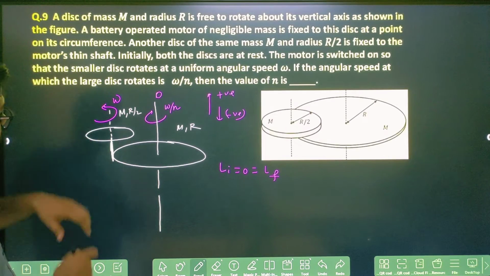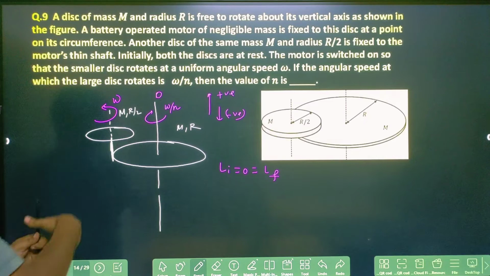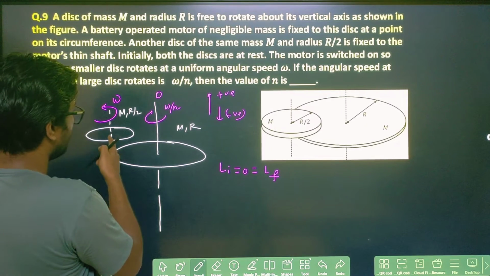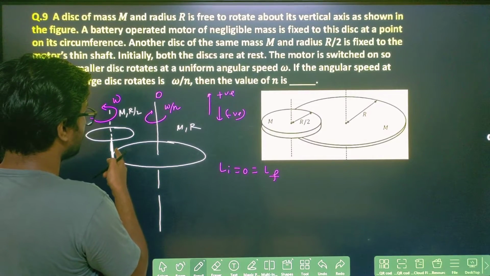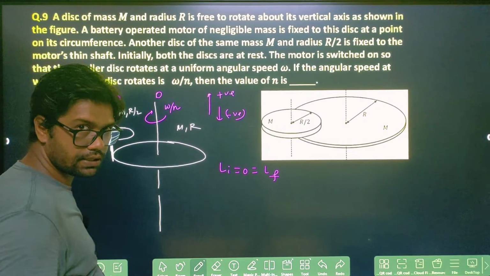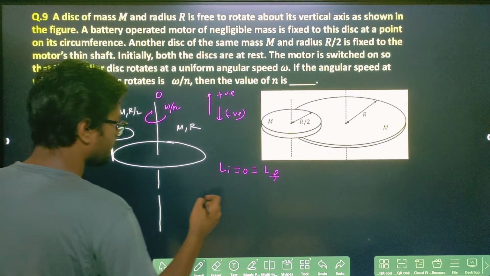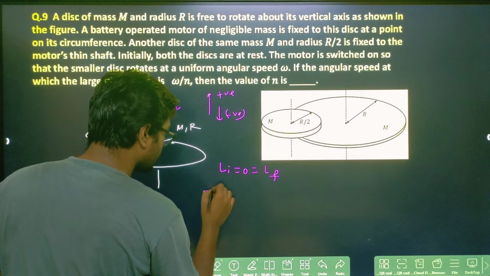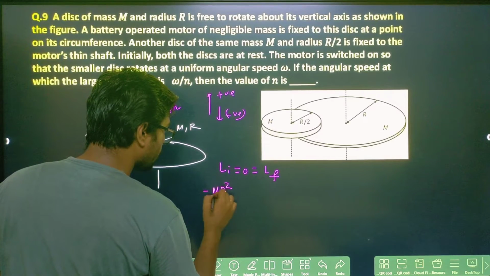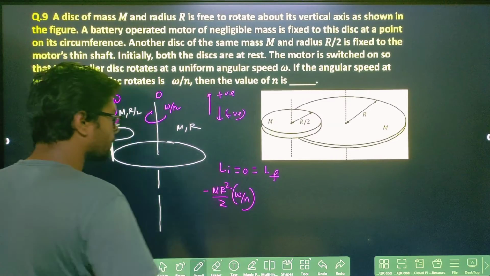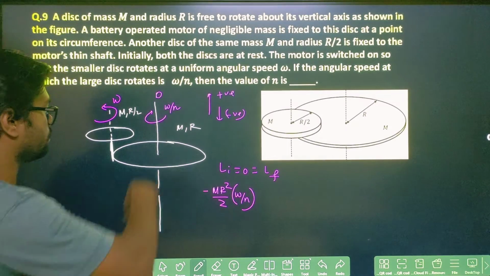So you can see here this is rotating like this, so it will be upward. So what will be the angular momentum of this bigger disc? Let's say first write down. So bigger disc is rotating like this, so it will be downward. So I can write this will be minus m r square divided by 2 into omega by n. Clear? It is down, right?